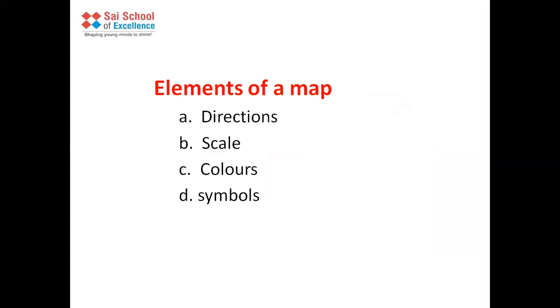Now, here comes a second important point, that is elements of a map. Maps consist of certain elements, for example, directions, scale, color, and symbols. So these elements are used to give us different bits of information about the map and the area it covers. Once we understand these elements, we will be able to use the map better.